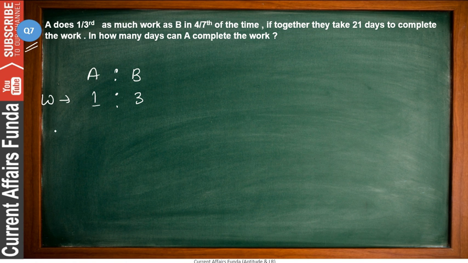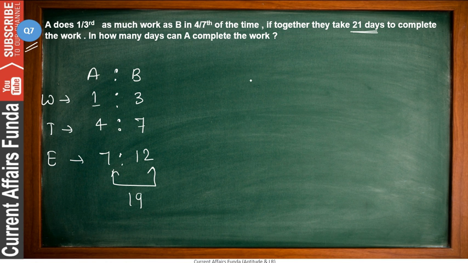Okay, and friends, what will be the time? They are taking time 4/7, that means B is taking 7 and A is taking 4 in ratio. Okay, so what will be the efficiency? Cross multiply: 7 × 1 it will be 7 here, and 4 × 3 it will be 12. Okay, so what will be the combined efficiency of A and B? It will be 12 plus 7, that is 19. Okay, and next, if together they take 21 days.